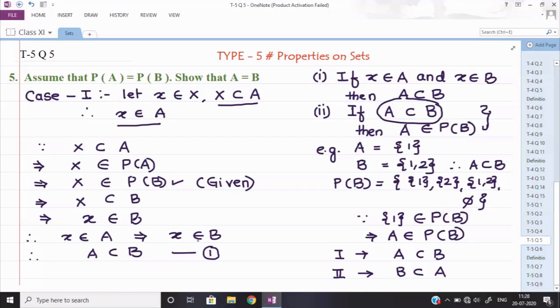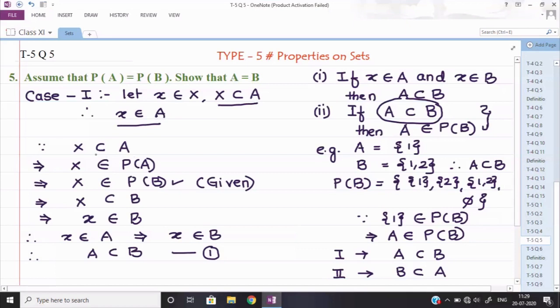So see here, first of all, what have we supposed? We have supposed let small x be an element of capital X, meaning capital X is a set, and capital X is also a subset of A. Then we can say that the element x, which is a part of capital X, will be in the set A also, because the set X is a part of A. So in that case, x will belong to A.